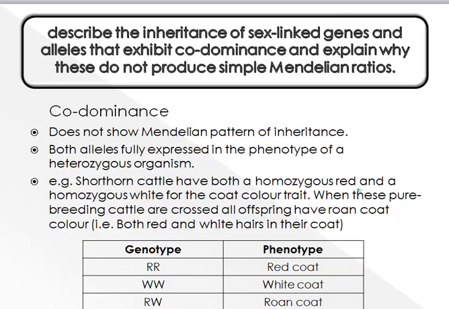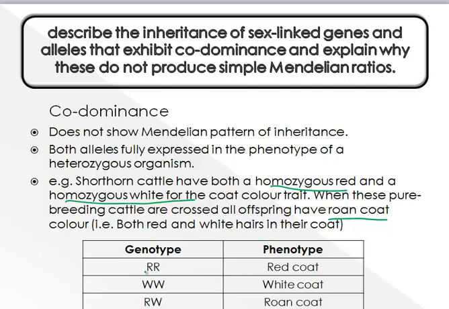The next thing we're going to look at is co-dominance. This is another example that doesn't follow Mendelian patterns of inheritance. In co-dominance, both alleles are fully expressed in the phenotype. The example we're going to use is short-horned cattle, which have both a homozygous red and a homozygous white coat. When these pure breeding cattle are crossed, all of the offspring have what we call a rowan coat. It basically tells us that they have both red and white hairs. So this is an example of co-dominance.